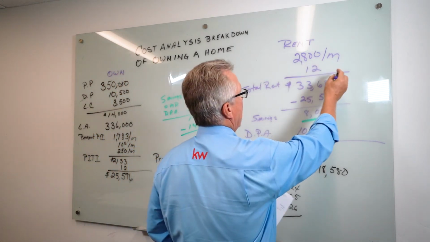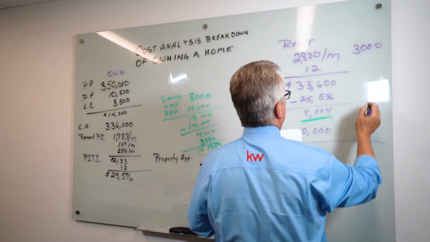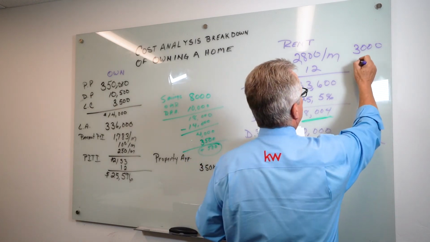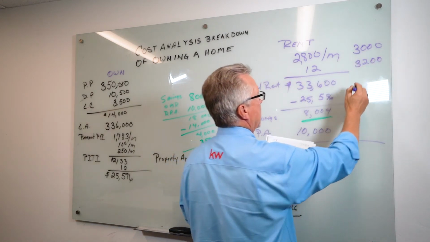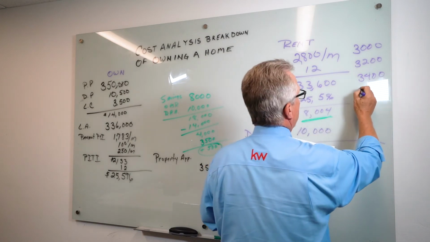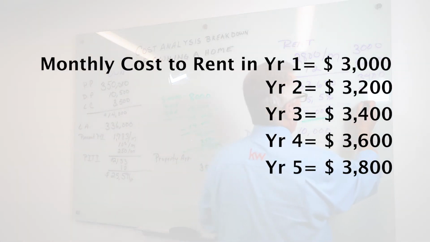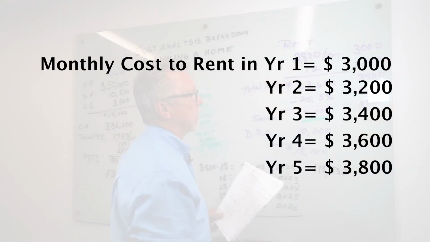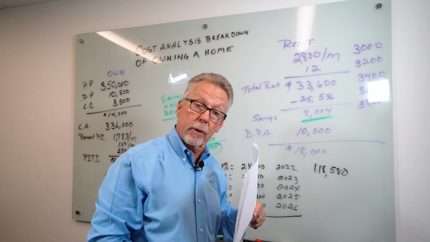We're going to say this 28 will be raised to 3,000. The next year, it'll be raised to 3,200. I'm sorry, 3,000, 3,200, 3,400, 3,600. And these are small increases compared to what is being projected, and 3,800 after 5 years. And where does that money go? To the landlord. That would be the owner of the property.